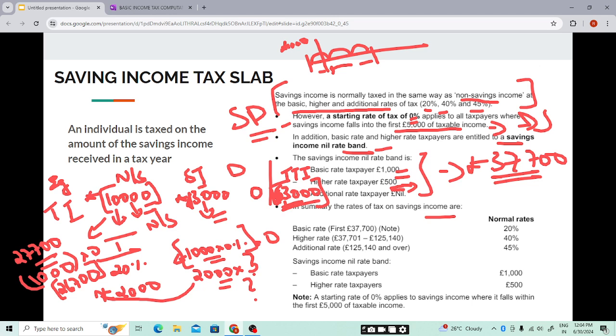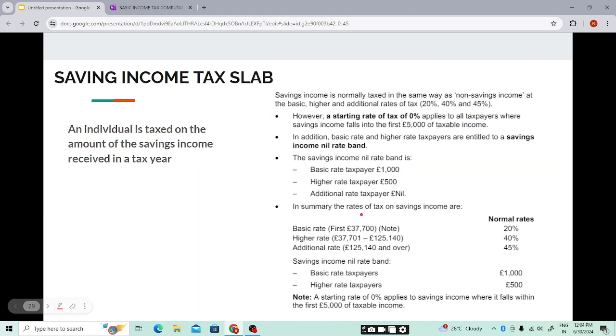This will be taxed at 20%. So it will give rise to 400 as your income tax on the saving income. So your total income tax will be 2,000 and 400. So clear with this? We will be seeing the special rule first, then we will be seeing the saving income nil rate band. For basic rate taxpayer it is 1,000 pounds, for higher rate it is 500, for additional rate taxpayer it is nil.